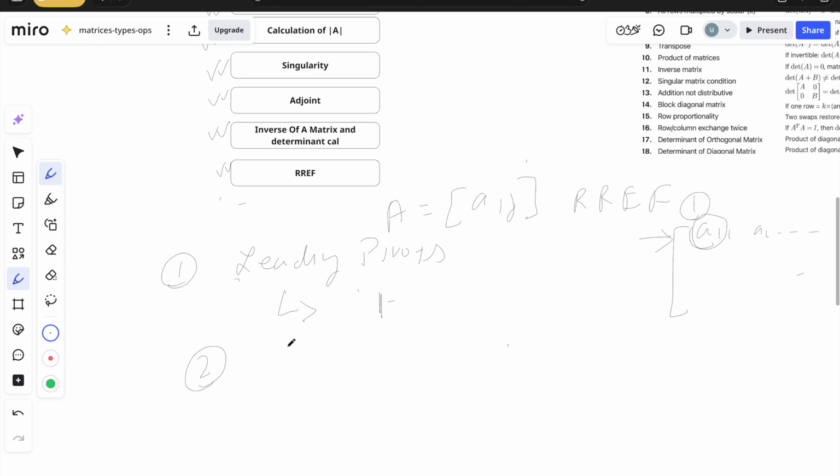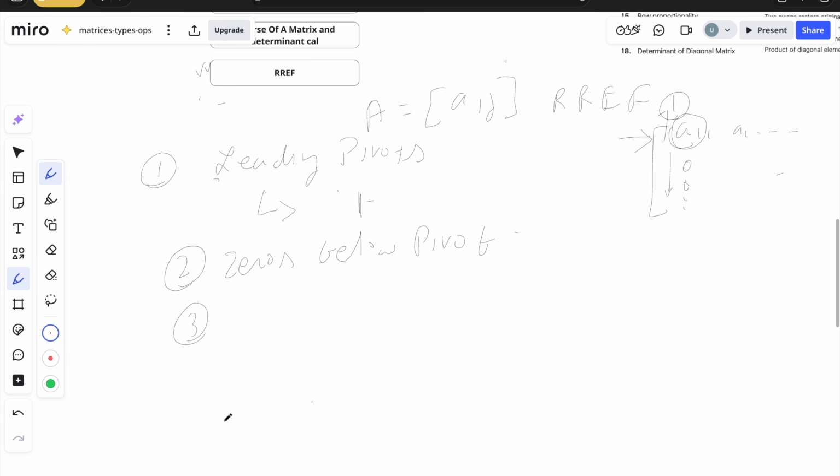The second point, zeros below pivot. Continuing with the same example, if this is a pivot, then below this and above this, if there are any rows, then it should be all zeros. So this will be all zeros here. Right. The third most important point is the row ordering.